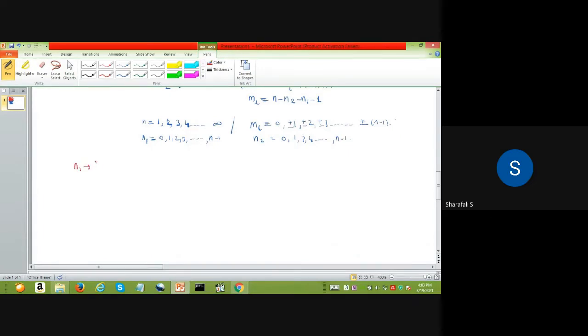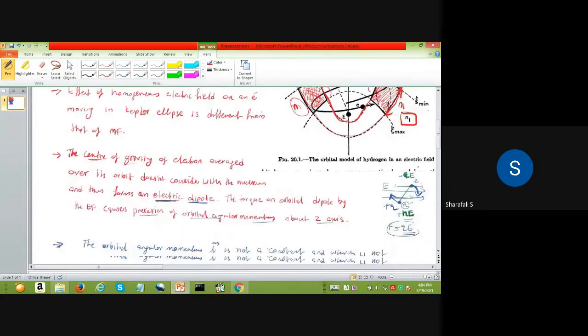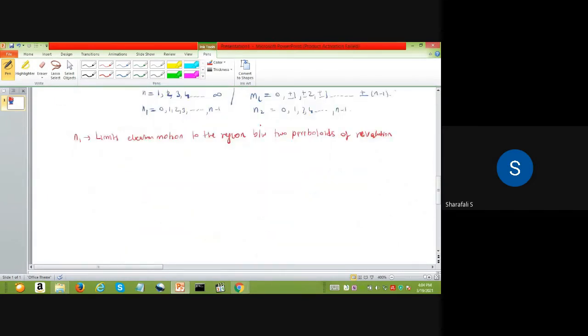So n1 limits electron motion to the region between two paraboloids of revolution, which in this particular case was eta.